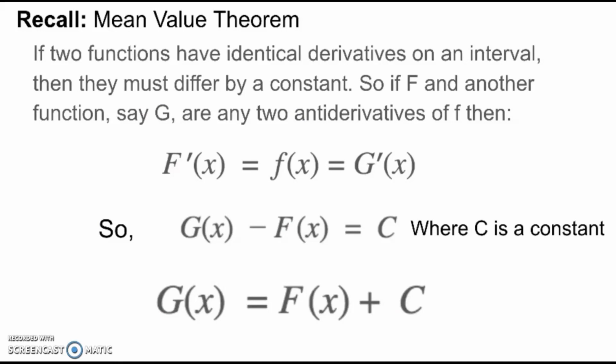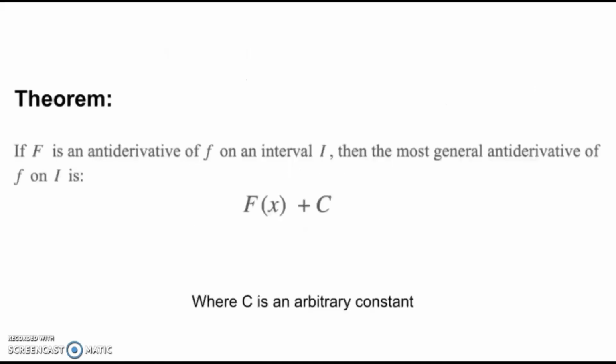So another way to write this would be to subtract f of x from g of x and set it equal to c. So in other words, it would be g of x minus f of x equals c, where c is a constant. Now we can even rewrite this to make it g of x equals f of x plus c. This leads us to our next theorem.